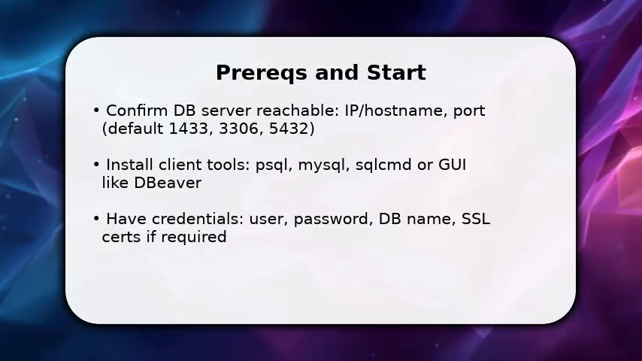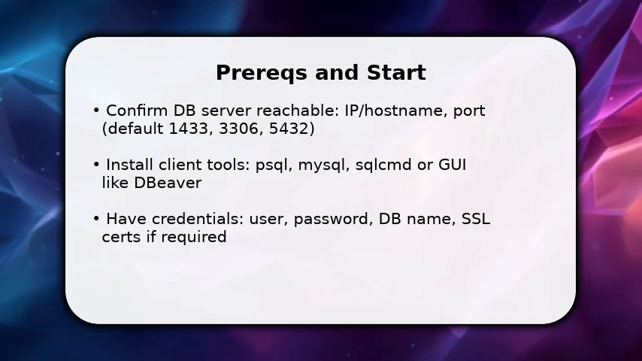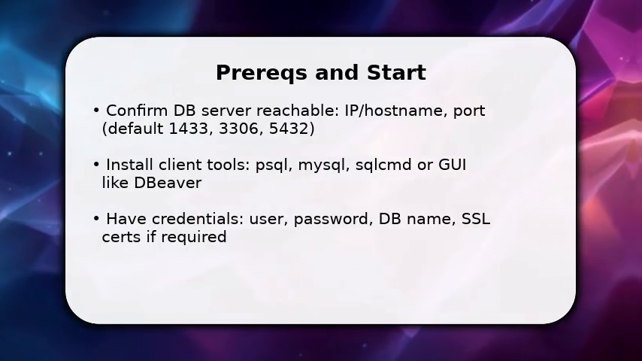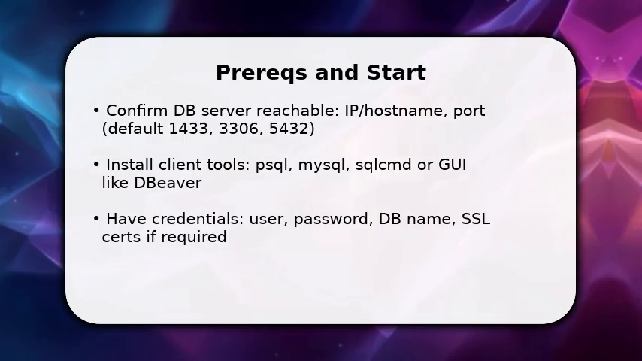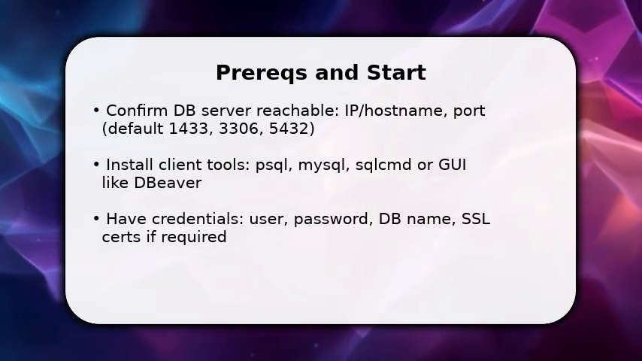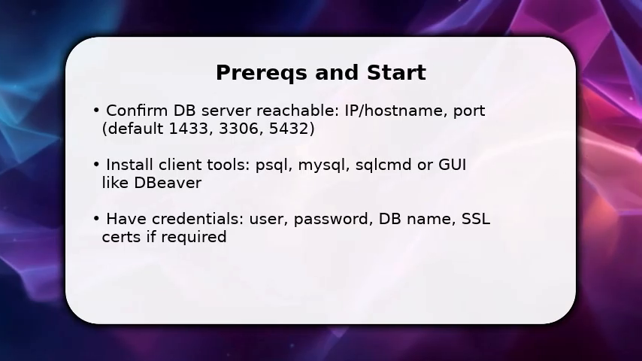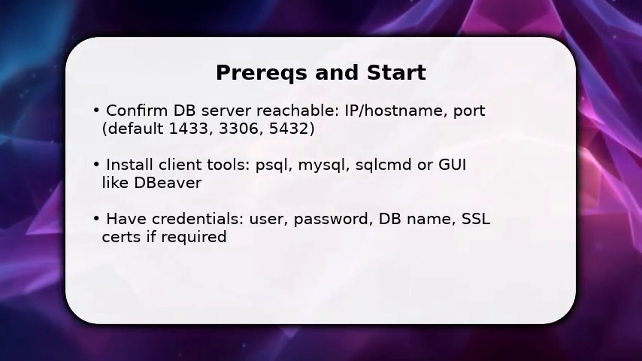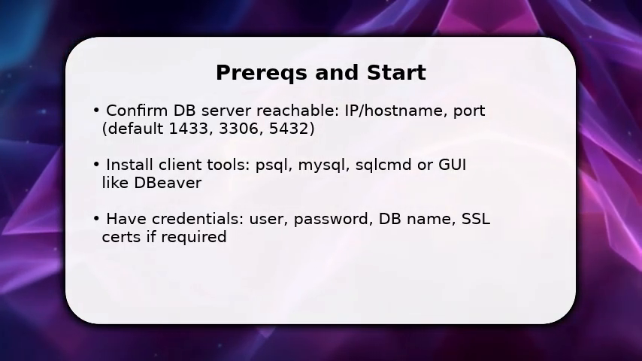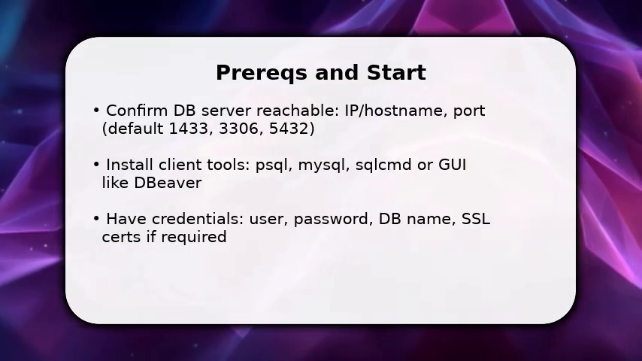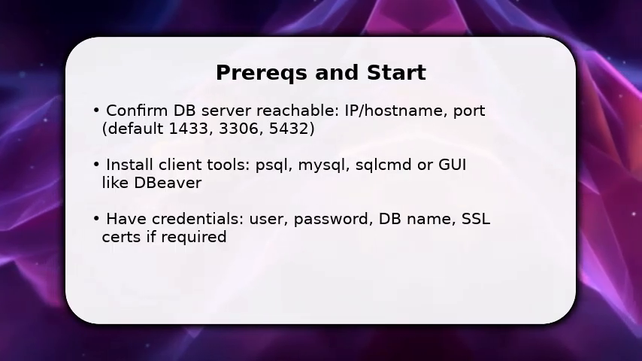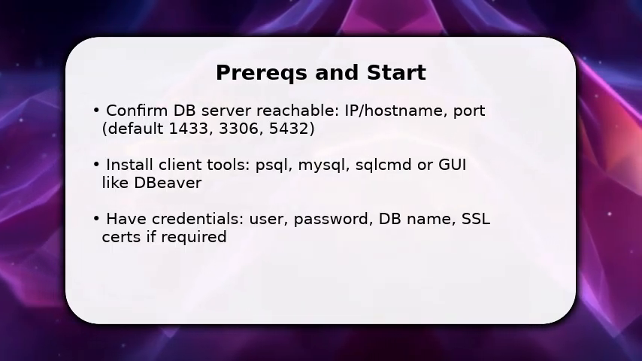You already gathered credentials and tools. Now begin. First, verify network access to the database host and open the correct port. Next, install or launch a client that matches your DB engine. Then, prepare a connection string template with host, port, database, user, and password, adding SSL or options as required. Once done, test a basic ping or telnet to the port to confirm reachability before attempting authentication.